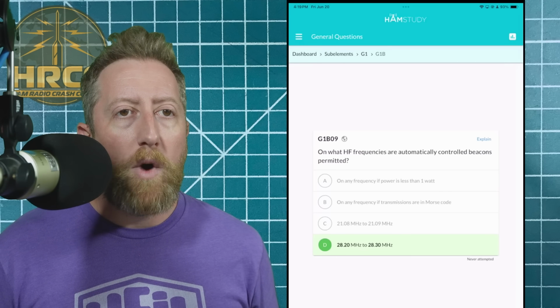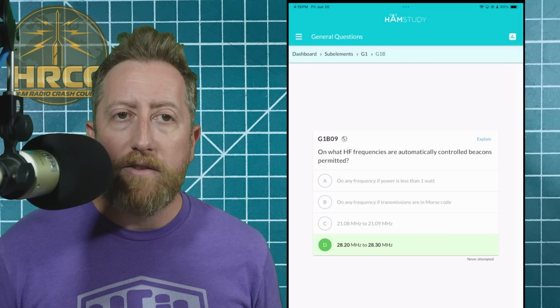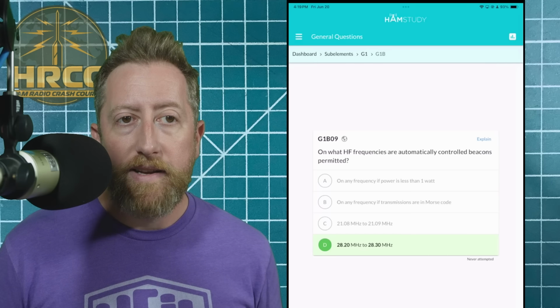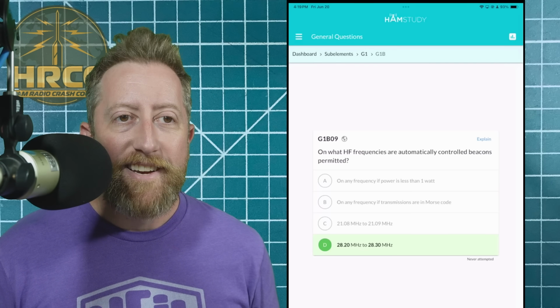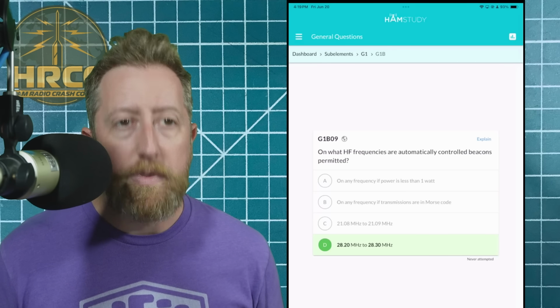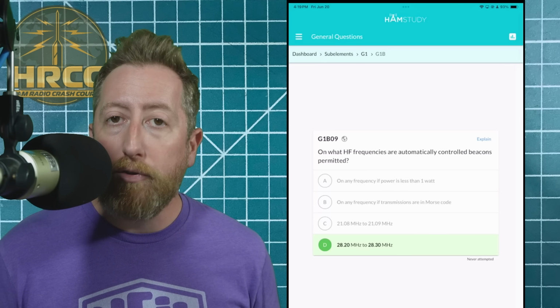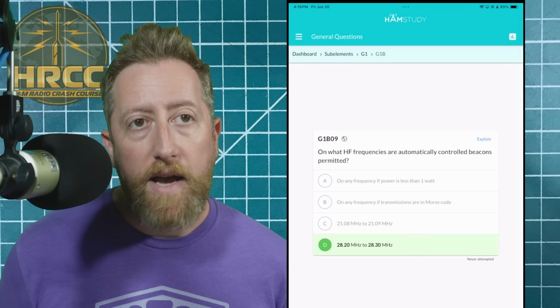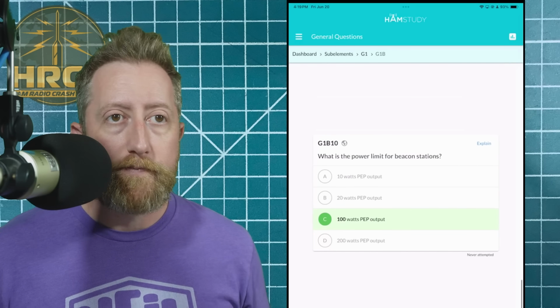Number 9, on what HF frequencies are automatically controlled beacons permitted? We talked about beacons. 10 meters, that's 28.200 megahertz to 28.300 megahertz. And you hear them out there every day.